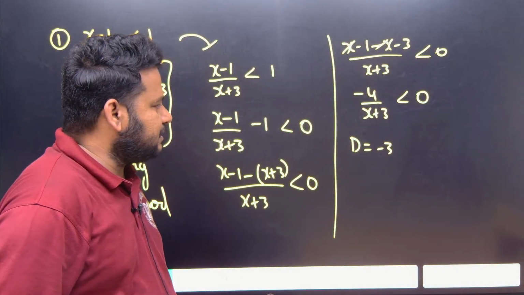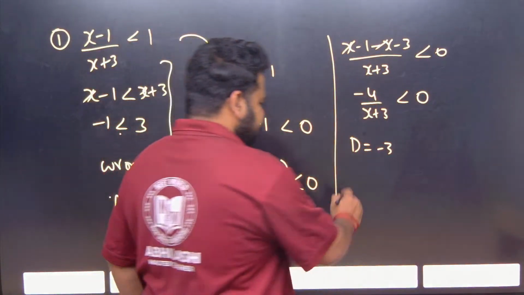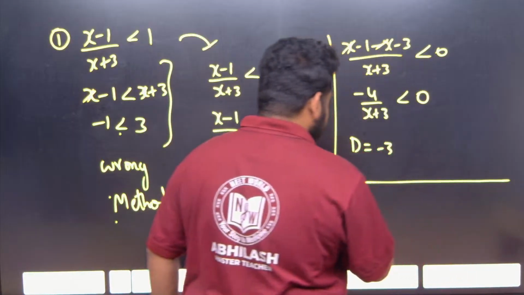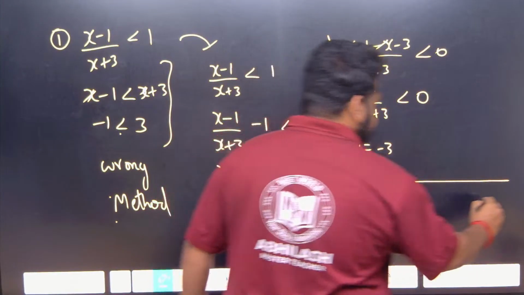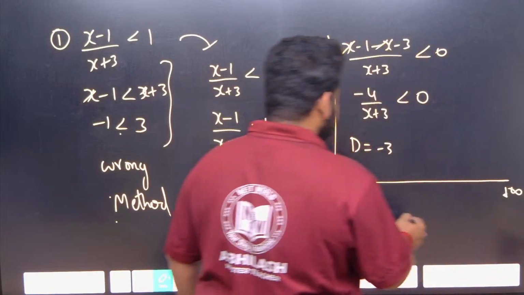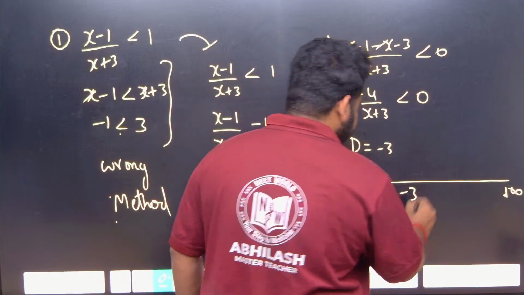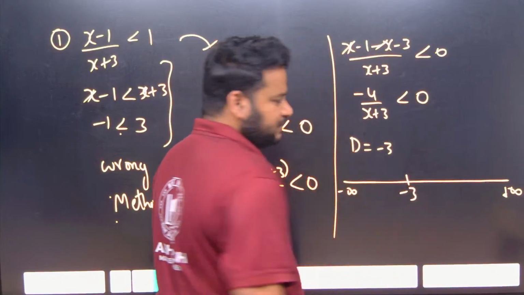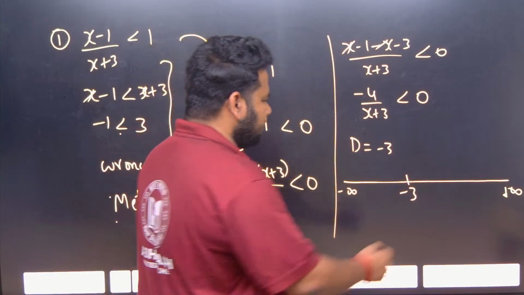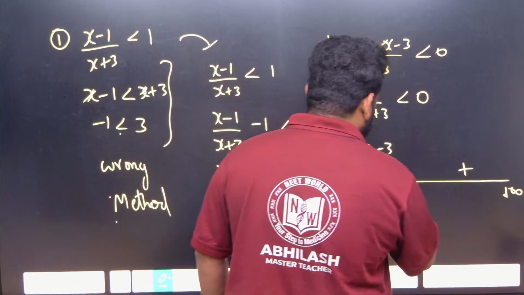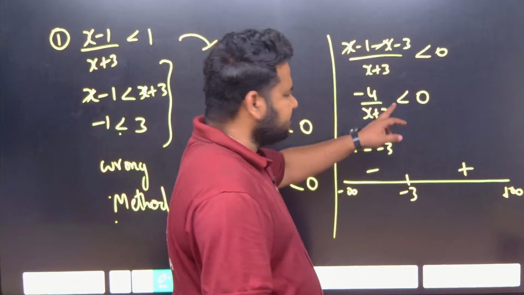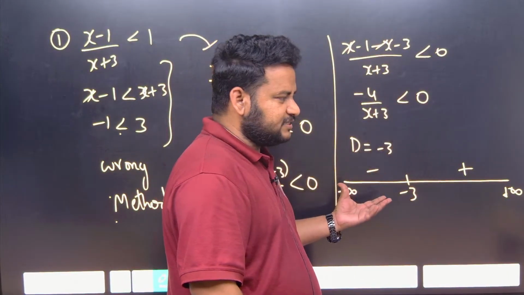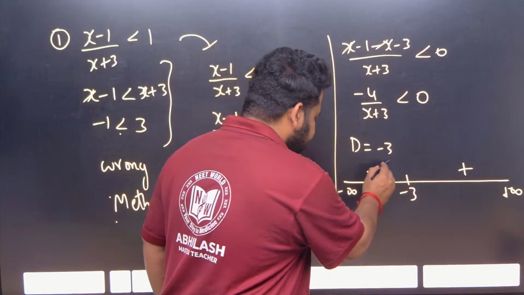Should we use the number line or the real line? Yes, let us use it. So see here, this is minus infinity, this is plus infinity. Let us write the number that we are having. -3 is there here. That is the only number that we are having. So we will put plus, minus. They are asking less than 0. That means we want the region that is having negative value.